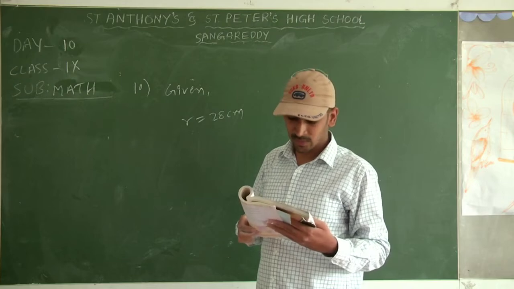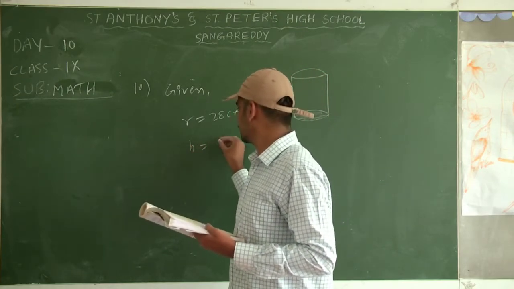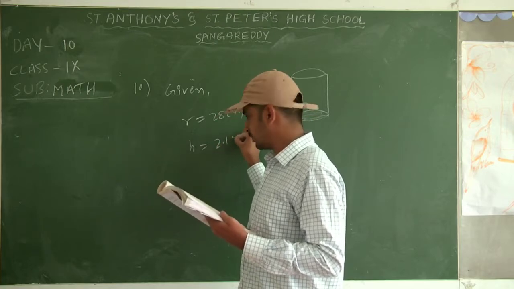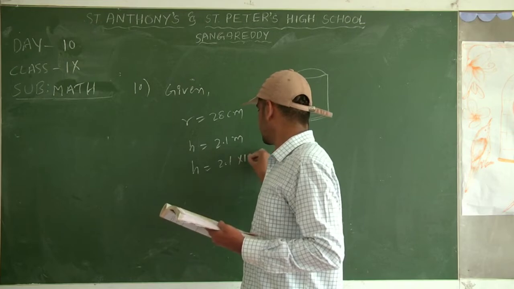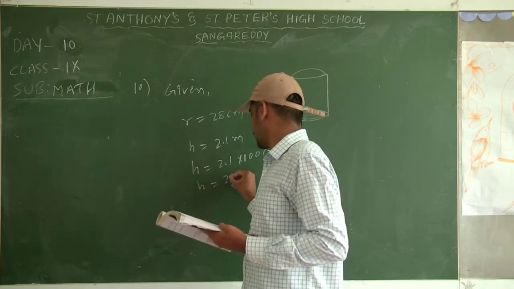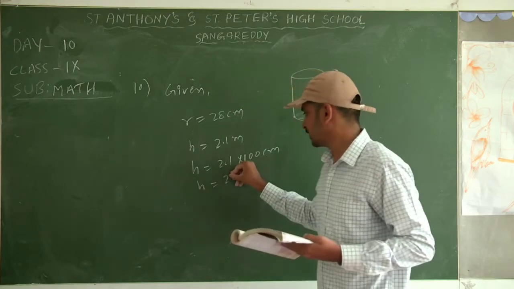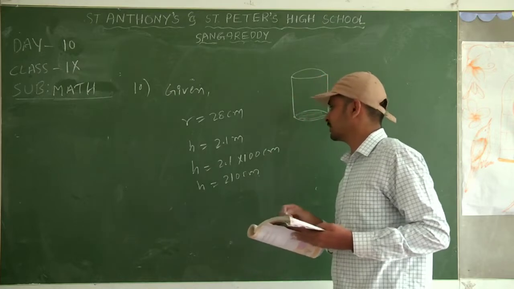Next, height is 2.1 meters. H equals 2.1 meters. We can convert it to centimeters. 2.1 into 100 centimeters. That is, after 2 decimals, 210 centimeters.